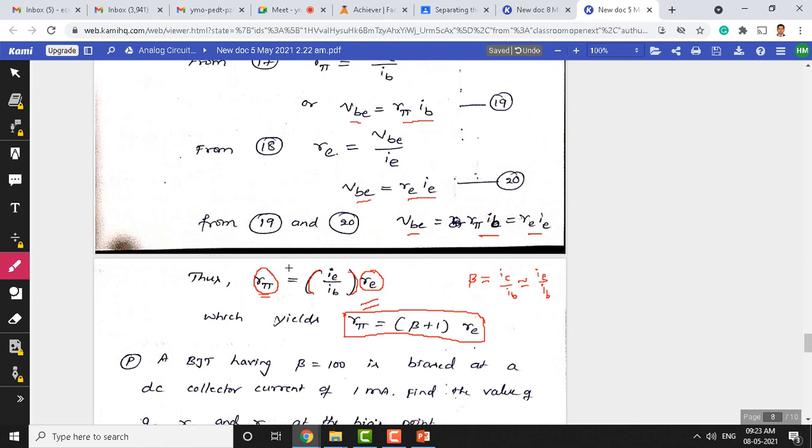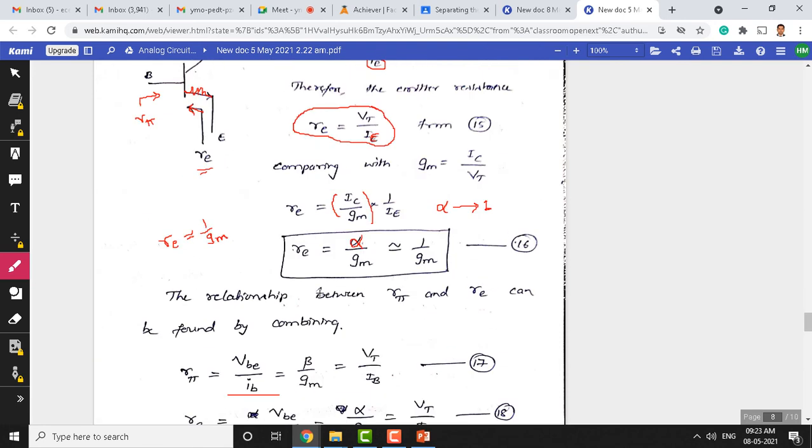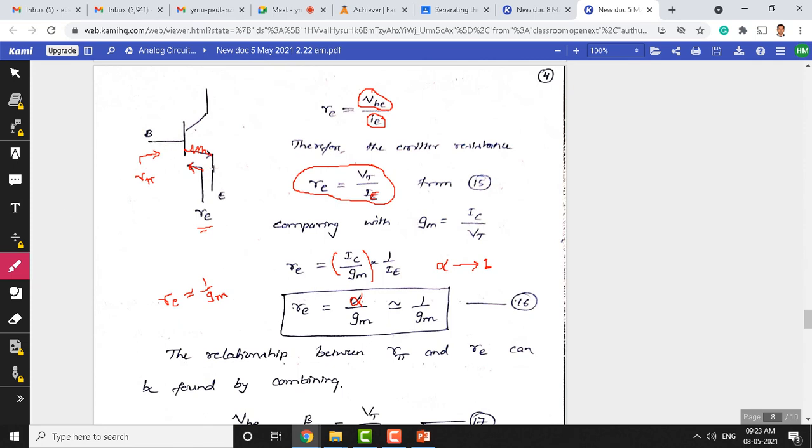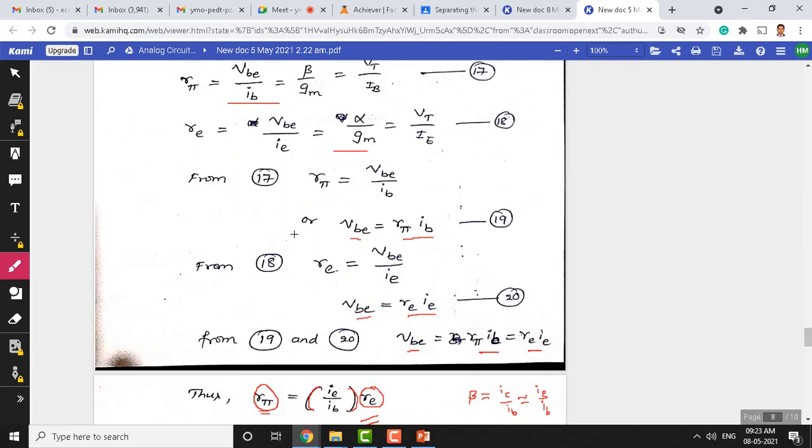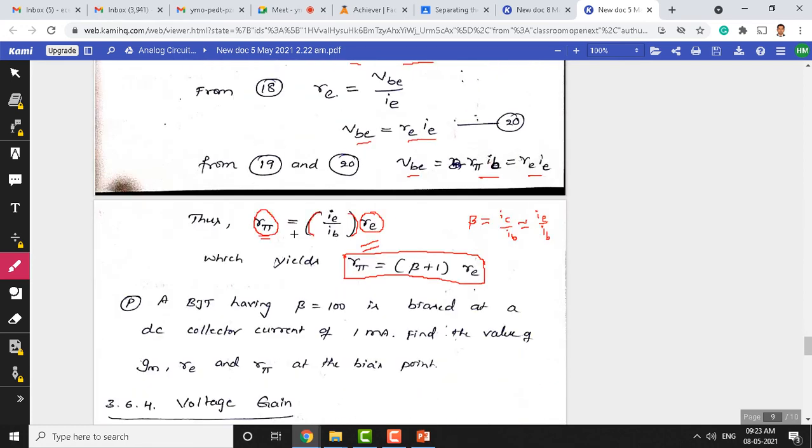So far we have derived the small signal input resistance between base and emitter, looking into the base, and next we have derived the expression for the small signal input resistance looking into the emitter side, which we have called Re. Okay, now here we have a problem.